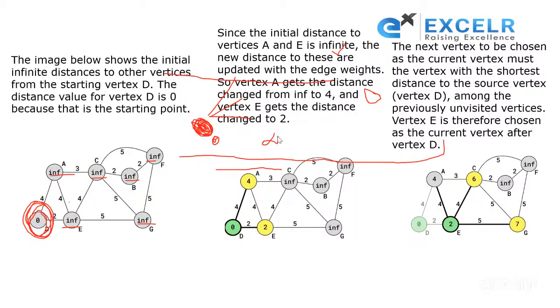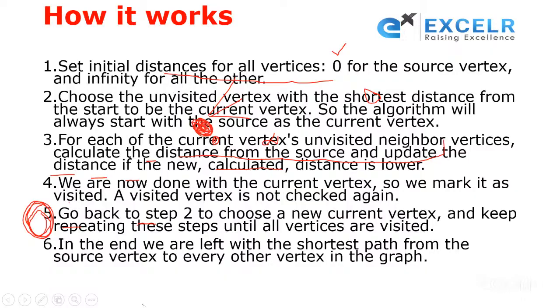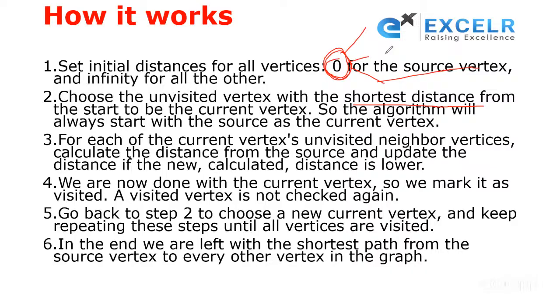Then choose the unvisited vertex with the shortest distance from the start, the current vertex. Means you have the current vertex and the unvisited vertices. The current vertex is the source, for which we have selected 0 distance. So we have to select all the unvisited vertices from this source. Simple, don't get confused. From this, select all unvisited vertices. The algorithm will start from the start and it will go to the current vertex.